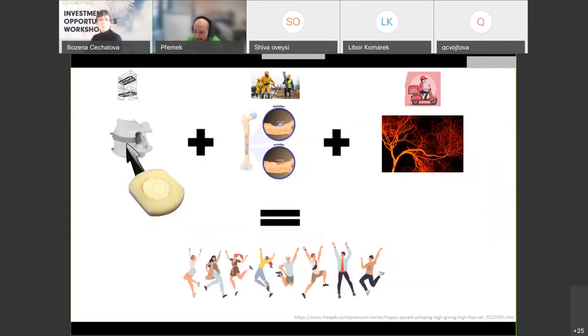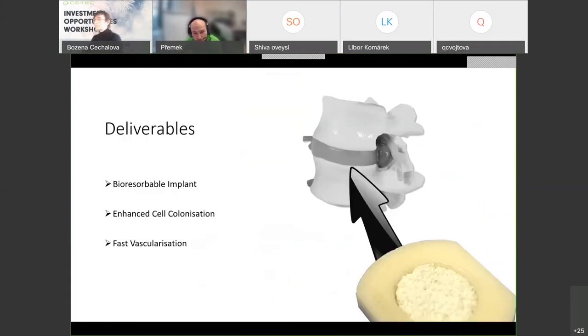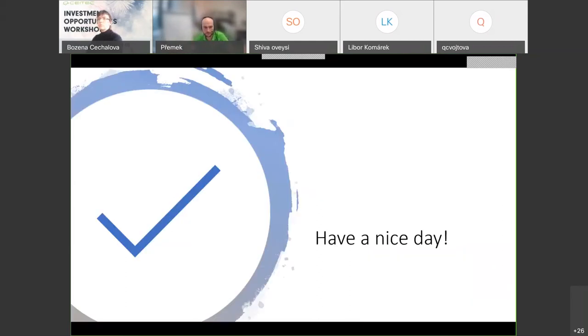So here is our final equation. When we've got a new ceramic bone scaffolding, we are able to hire the cells from surrounding tissue, and we can supply them with enough energy, which equals free movement again. So the main deliverables of our approach and of our implant is that we are trying to develop a novel bioresorbable implant with fast vascularization, because the main problem of the implants is that when there is no vascularization, the new bone tissue cannot be developed through the volume of the inserted material, which is then reflected in enhanced cell colonization. So I hope that this quite quick presentation gives you something. Have a nice day, and thank you for your attention.